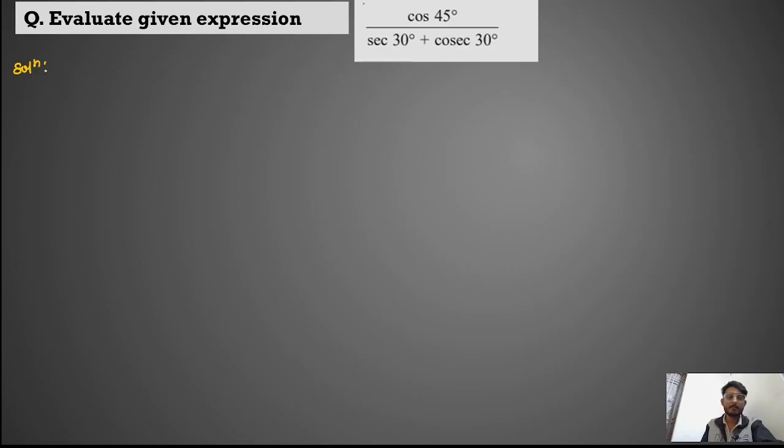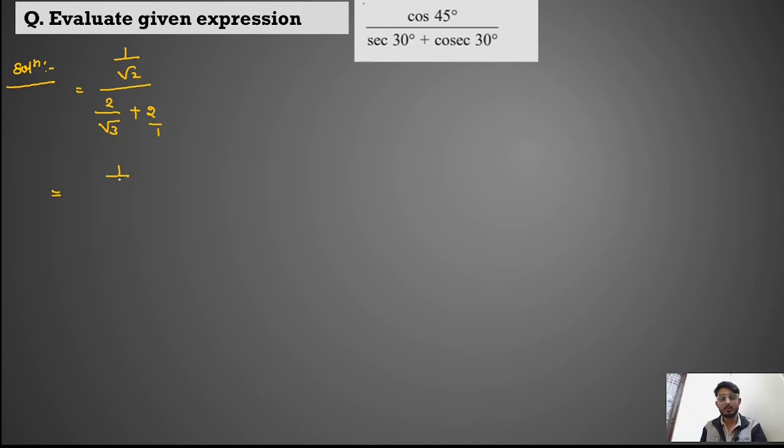The solution is given as follows. You know that the value of cos 45 is written as 1 upon root 2. Value of sec 30: you know the value of cos 30 equals root 3 by 2, so sec 30 equals 2 by root 3, and cosec 30 equals 2. Now you have to solve this question.